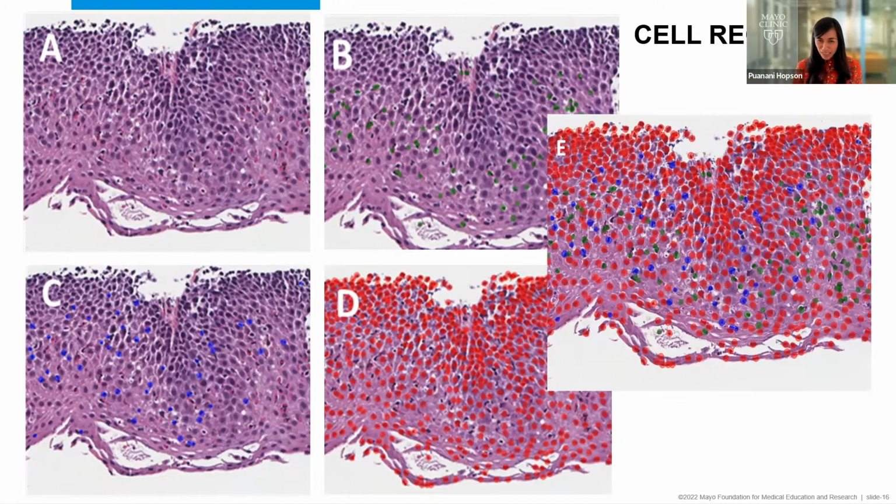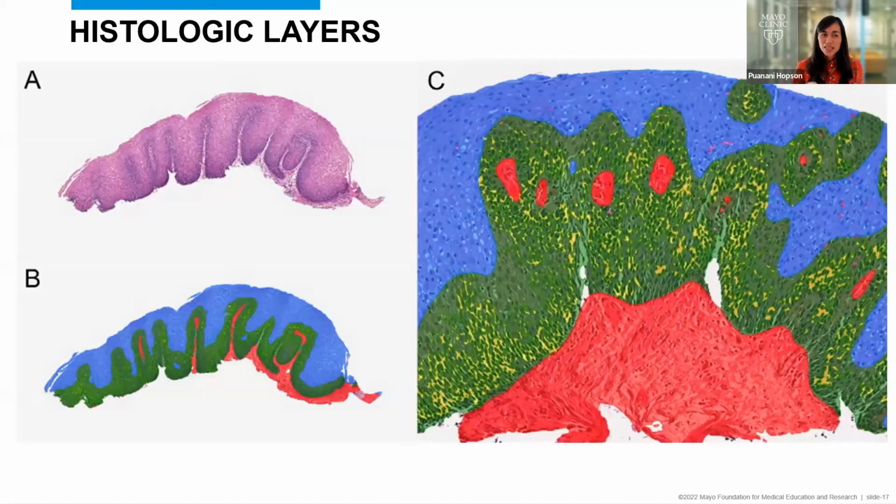So that's cell recognition. Histologic layers. Within a biopsy sample, you have different layers of the tissue. And in this large biopsy sample here, the model is able to really segment out these different layers and tell you what percentage of these layers are there in the entire biopsy.